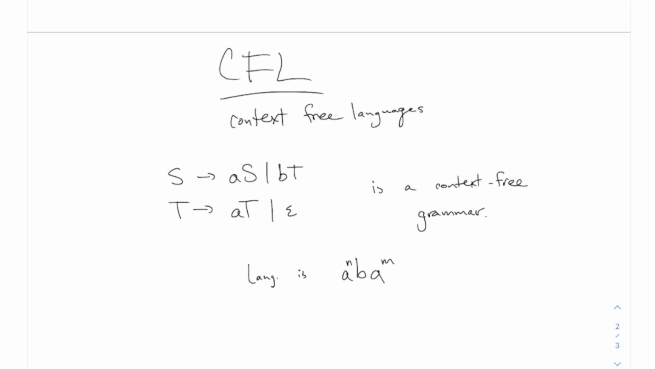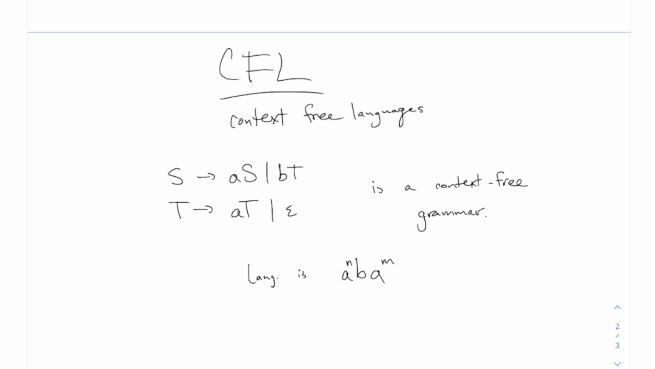Basically, when I see this, I say, oh, well, I could do this one over and over again to make a bunch of A's on the front. At some point, I have to do S goes to BT, which makes one B. And then the T can make a bunch more A's, T goes to TA. And then you stop eventually with epsilon. So that's what the language is of that grammar.